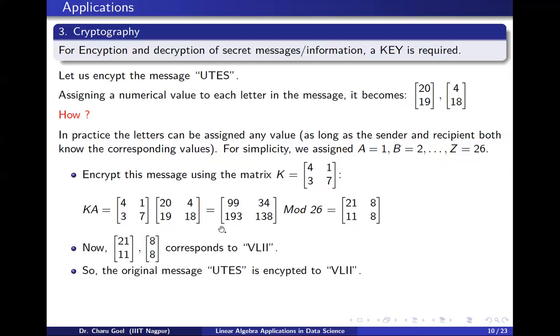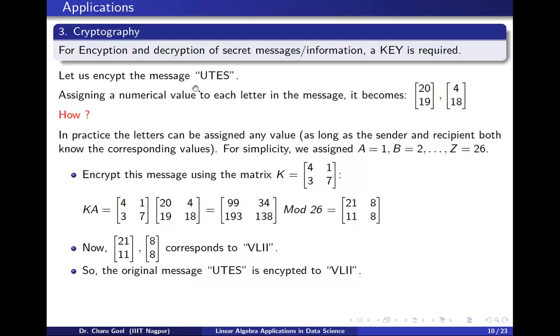Now, one option is I will just send this matrix. Second is I will further change it into letters. So 21 will correspond to V, 11 will correspond to L, and 8 corresponds to I in this assignment. So the original message UTES, it was just an example, is now encrypted to VLII using this assignment: A equal to 1, B equal to 2, so on, Z equal to 26, and the matrix K equal to 4137. Similarly it can be done for a longer word, and then we will have a 3 cross 3 matrix.